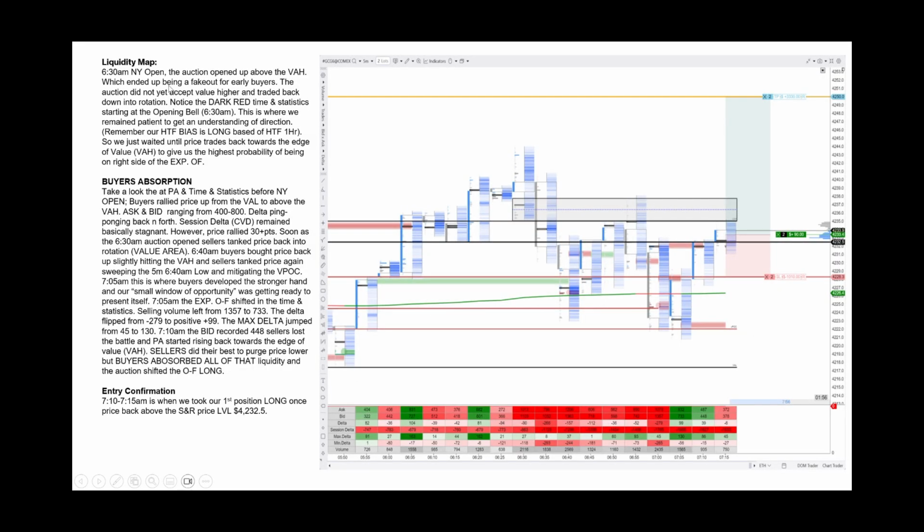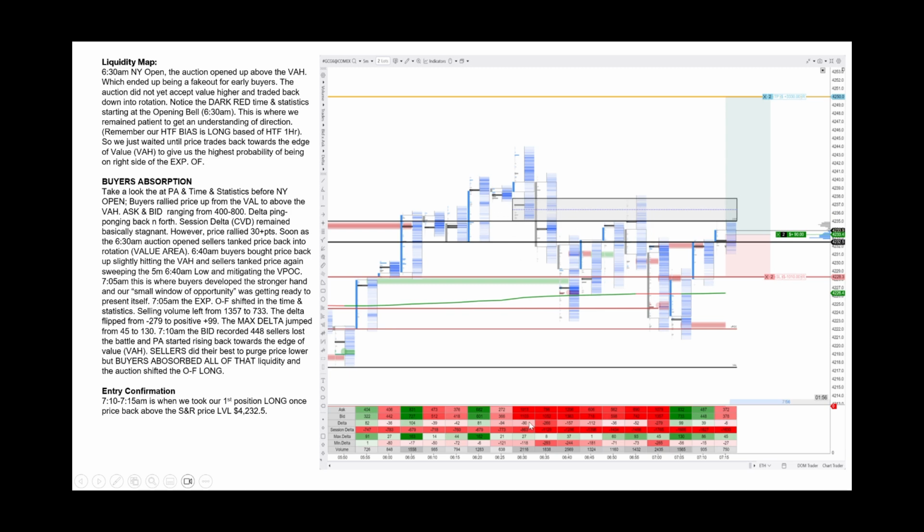So, the liquidity map. At the 6:30 a.m. New York open, the auction opened up above the value area high. You can't see it, but right here is the value area high, this is the volume point of control, and as you can see, the value area low. At 6:30 a.m. New York open, the auction opened up above the value area high, which ended up being a fake out for early buyers.